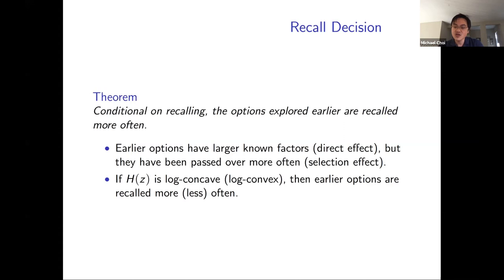So in our world, you actually don't need any of these behavioral assumptions. All you need to do is to make the right assumption about H, then you can generate both kinds of behavior. You can recall earlier options more often or later options more often.